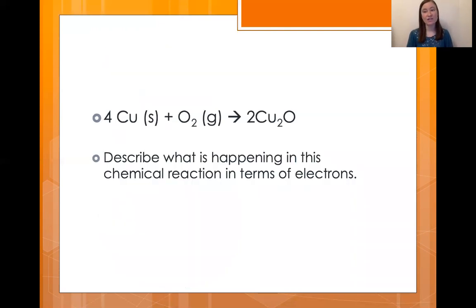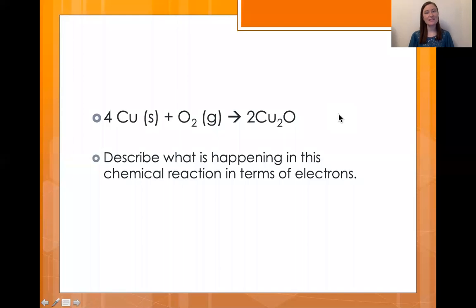This is the reaction, or one of the reactions, that has happened to the copper in the Statue of Liberty. So the copper can react with oxygen from the air to form copper 1 oxide. Take a minute to describe what's happening in this chemical reaction in terms of electrons.